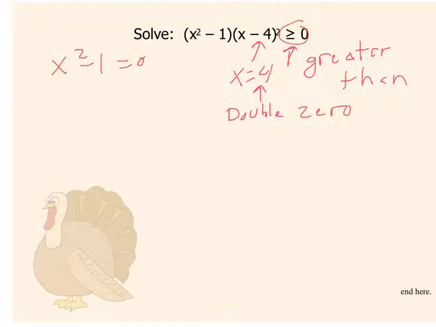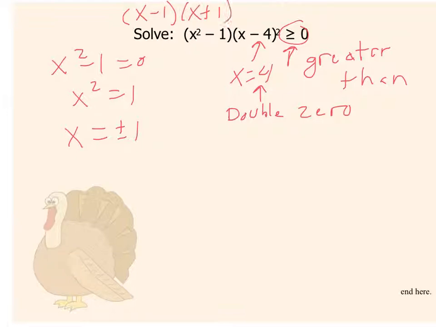X squared minus 1 equals 0. Adding 1 to both sides, I get x squared is 1. Taking the square root, I get that x is plus or minus 1. Okay? That could have also been factored as x minus 1 times x plus 1.